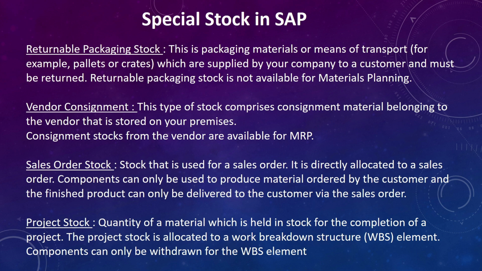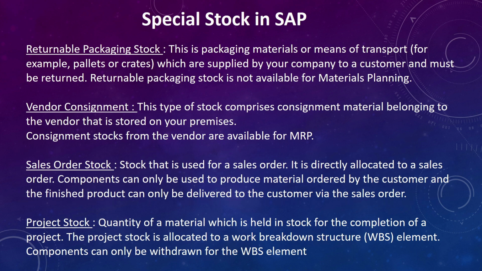The next we have is the sales order stock. The sales order stock is stock that is used for a sales order. It is directly allocated to the sales order. Components can only be used to produce materials ordered by the customer, and the finished product can only be delivered to the customer via the sales order. In simple words, stock created specifically for a sales order is sales order stock.